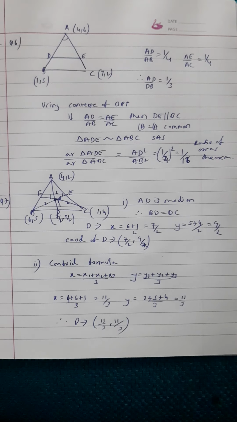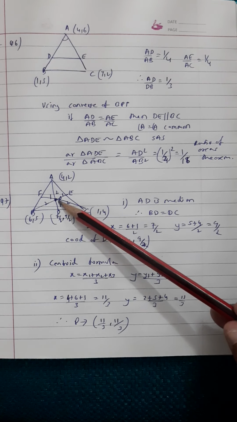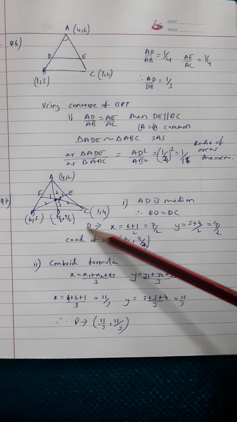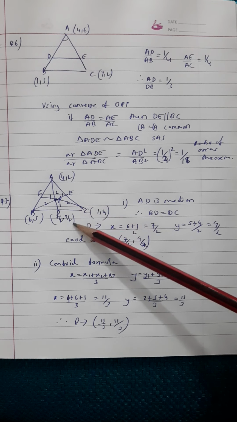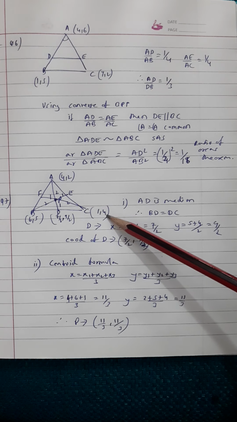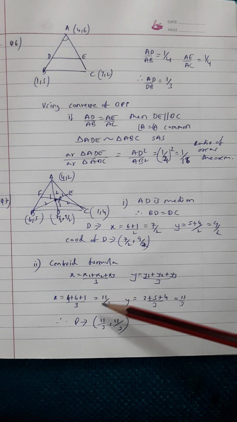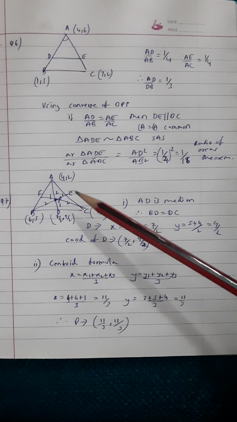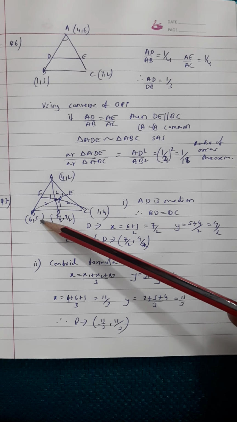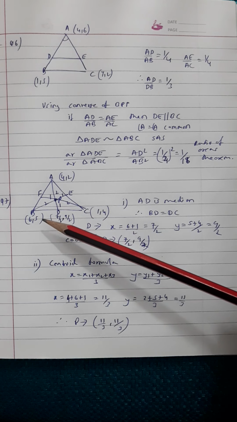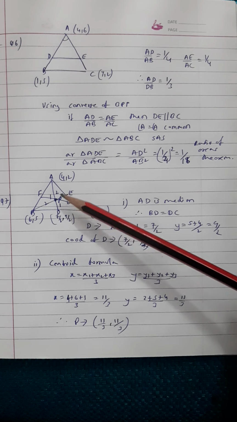But there's also an easier method which I have used. This is called the centroid formula. In the centroid formula, to find the centroid, we can use this direct formula: x1 plus x2 plus x3 upon 3, y1 plus y2 plus y3 upon 3. So 4 plus 6, 10, 10 plus 1, 11, 11 upon 3. And similarly for y, 2 plus 5, 7, 7 plus 4, 11 by 3. So I can say the coordinates of the point P are 11 by 3 comma 11 by 3.